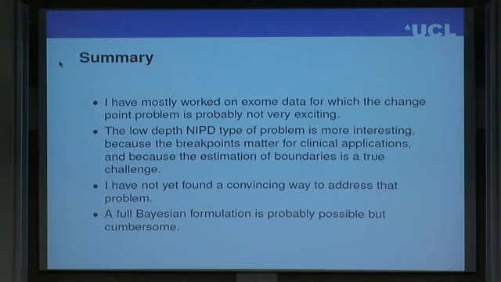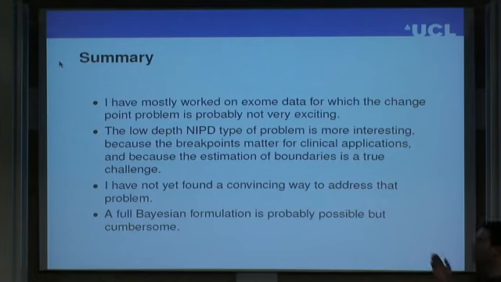That's my summary. So I've mostly worked on exome data, for which, and I apologize to this audience, the change point formulation of the problem is pretty straightforward. However, the low depth NIPD type of problem is more interesting because binning the data will be ineffective, because we don't have any reads in each bin. We have to think of the prior, we have to think of the estimation. And I just don't think there is a good answer to that problem just yet.